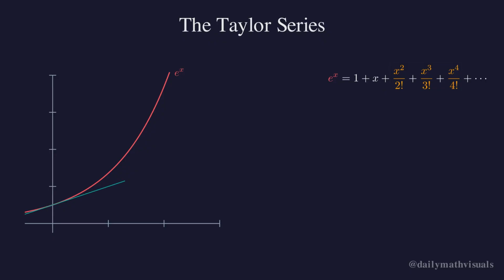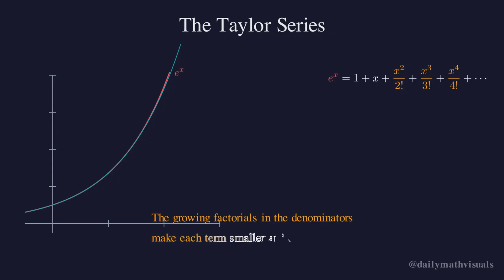Watch what happens as we add more terms to our approximation. With just 2 terms, we get a rough approximation. Add more terms, and it gets closer. More terms even closer. Keep going, and eventually it matches perfectly. The key insight is that those growing factorials in the denominators make each term shrink rapidly. The denominators grow so fast that the series converges. Factorials tame infinity.